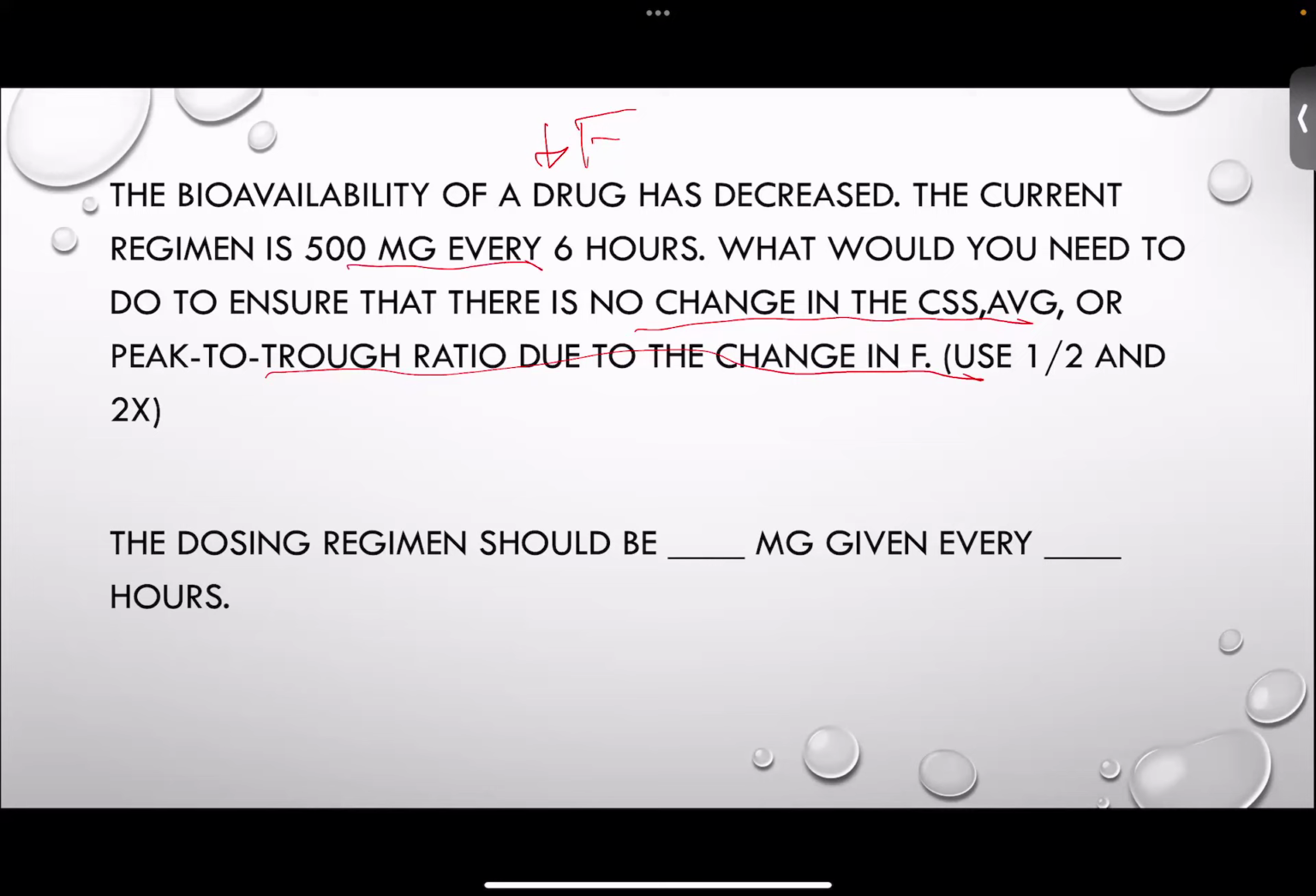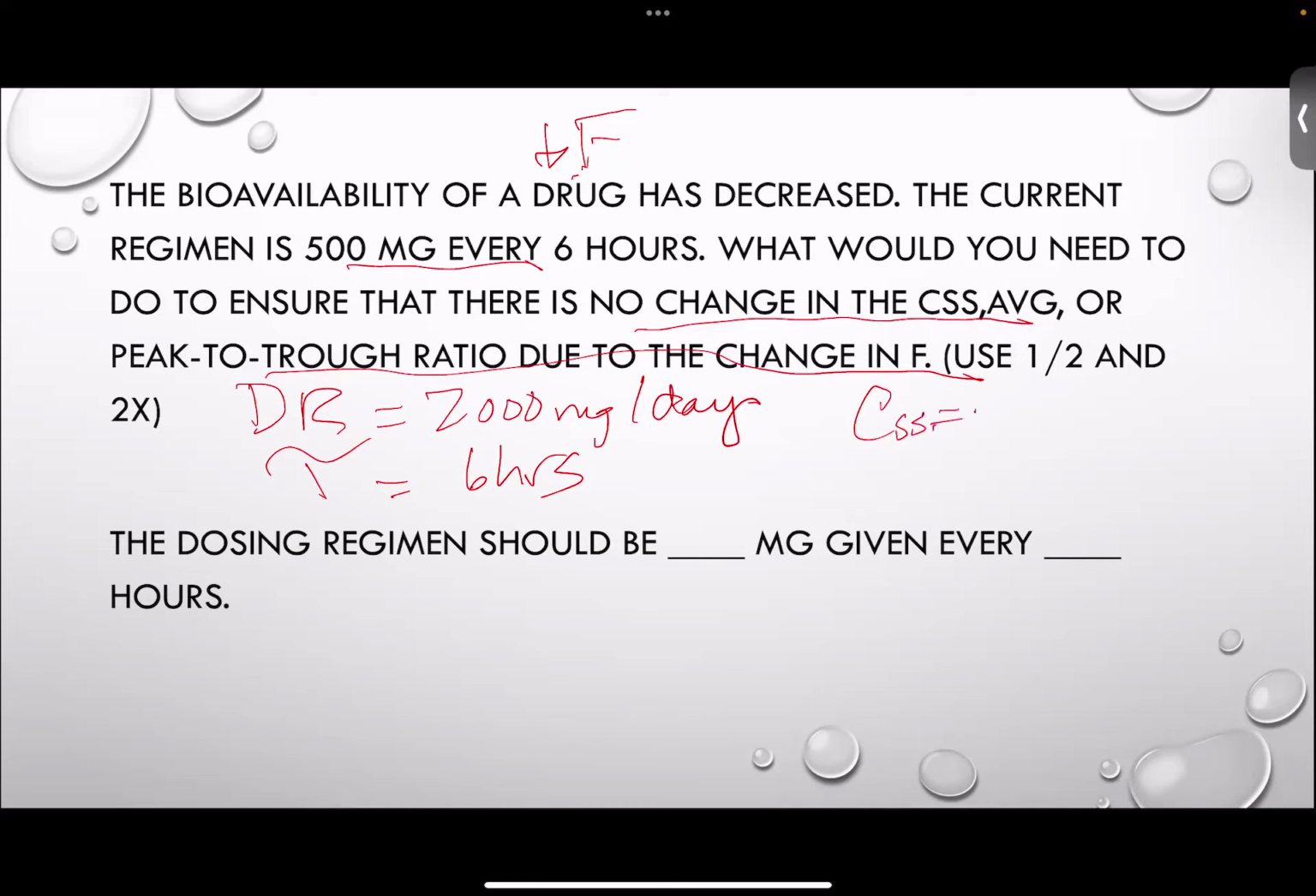Okay, so he's getting 500 milligrams Q6. So what is his current dose rate? It's 500 every 6, so he's getting 4 doses of 500, so it's 2,000 milligrams per day, right? And the tau or dose interval is 6 hours. So if the bioavailability decreases, what's going to happen to our CSS average? Well, our CSS average is going to decrease, isn't it? Because of the decrease in bioavailability.